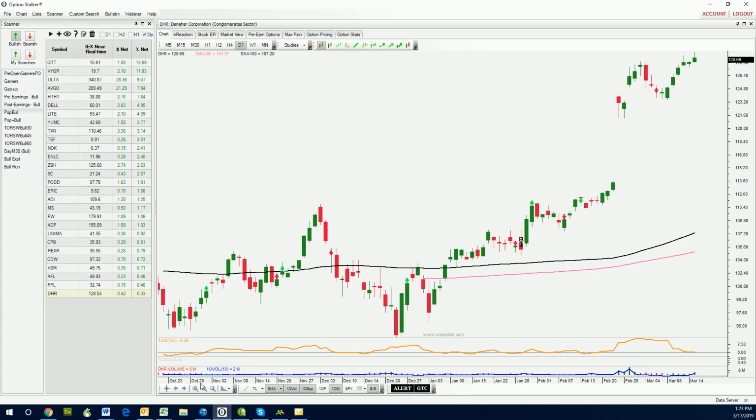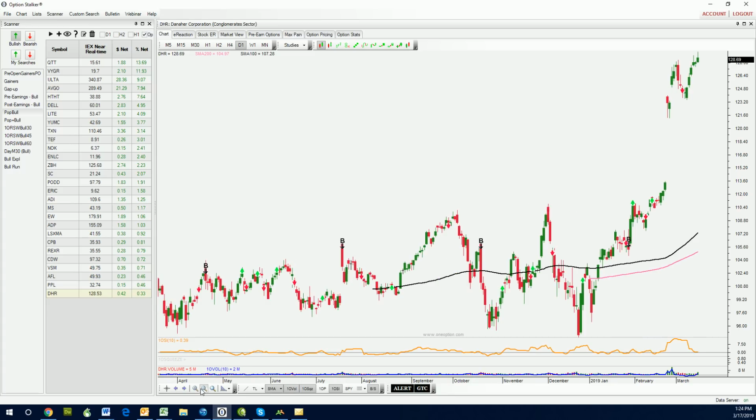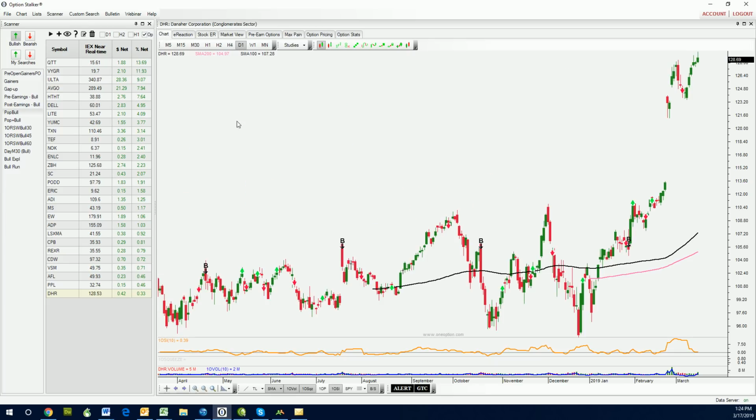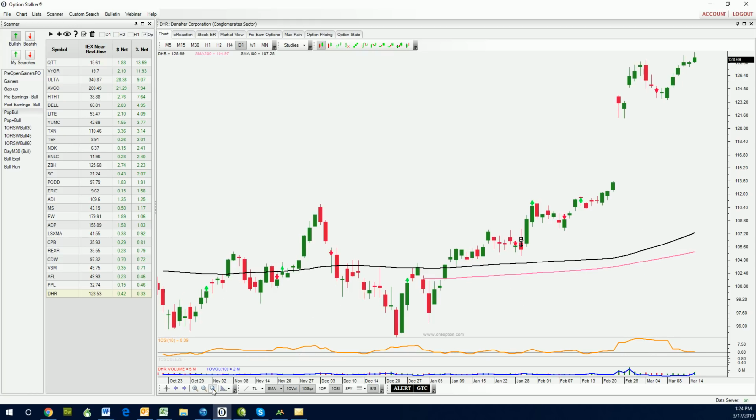We're going to zoom out and see what the longer term looks like. So got some pretty big swings in here and a nice breakout. And then there's your big gap higher. Let's take a look at what the company does. They design, manufacture medical, industrial, commercial products. And here you can read about it and find out more. So really nice looking chart though. And we're going to go back to the normal view.